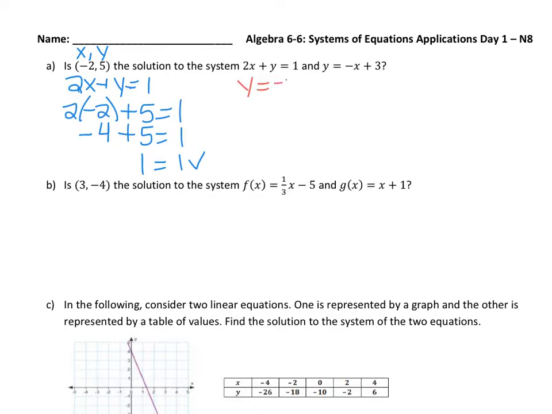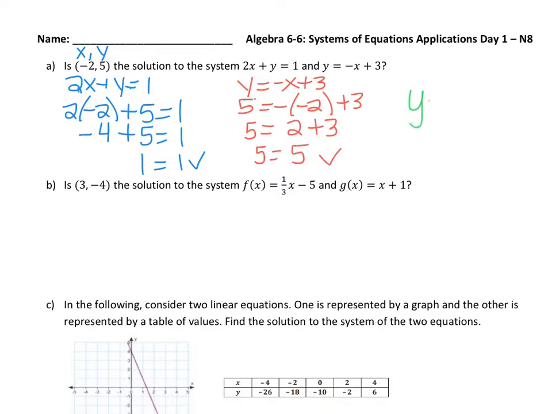Y equals negative x plus 3. Y equals negative 2 plus 3. And actually, I need to replace y as well with 5. 5 equals the opposite of negative 2, which is positive 2, and positive 2 plus 3 is 5. So yes, this is the solution. And with that, you can do letter B.